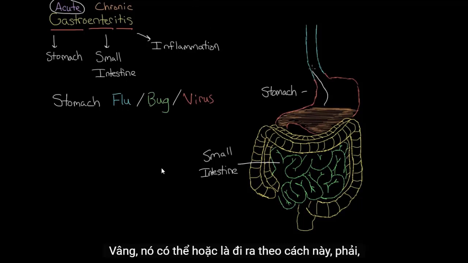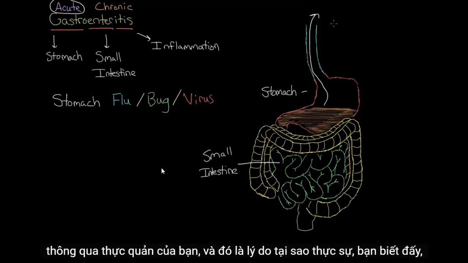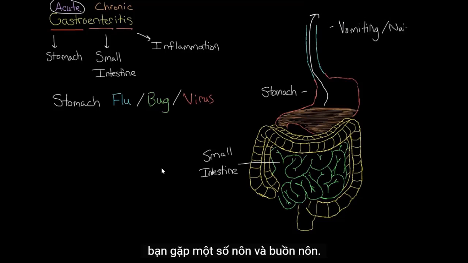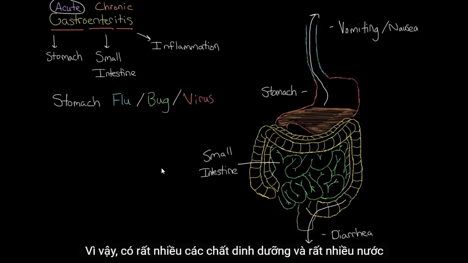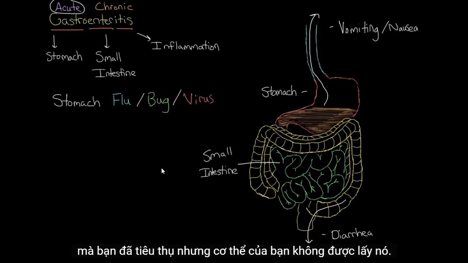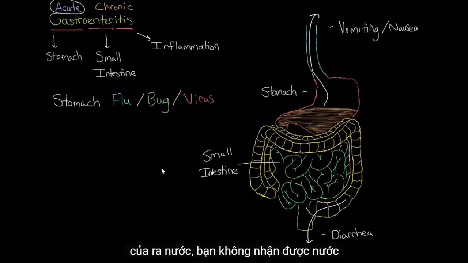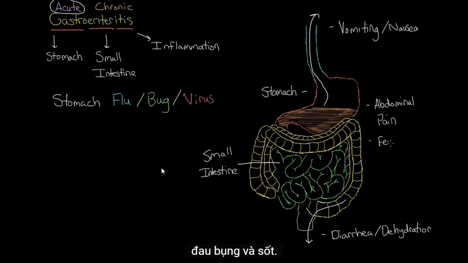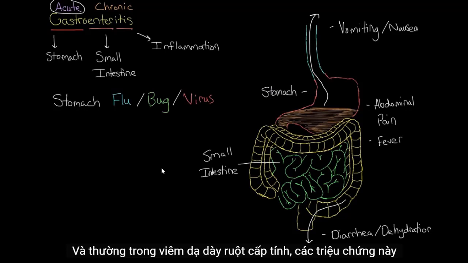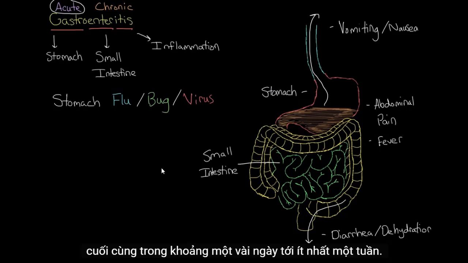Well, it can either come out this way, right, through your esophagus, and that's really why you experience some vomiting and nausea. It can also come out from the other end as well, right, and that's why a lot of people may experience some diarrhea. So there's a lot of nutrients and a lot of water that you've consumed, but your body isn't taking it. Now, because you're vomiting and excreting a lot of water out, you're not getting that water into your system. So you'll be pretty badly dehydrated as well. Some other symptoms could include things like abdominal pain and a fever. And usually in acute gastroenteritis, these symptoms last for about a few days to at most a week.